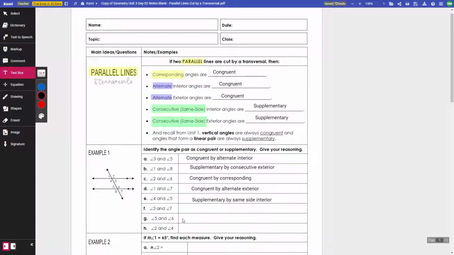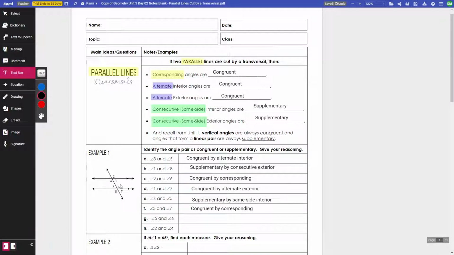Okay, next one for you to try. Let's look at angle 3 and angle 7. Okay, angle 3 and angle 7, those are both acute angles. They both are congruent to each other, and they're in the same bottom right relative position. So they are corresponding angles. So congruent by corresponding.